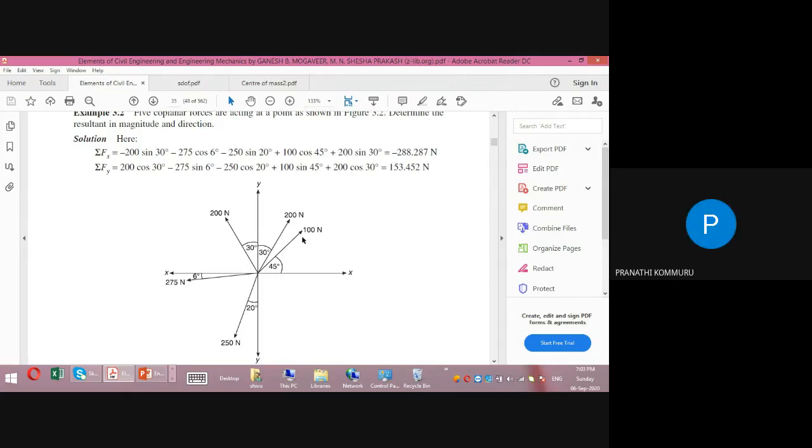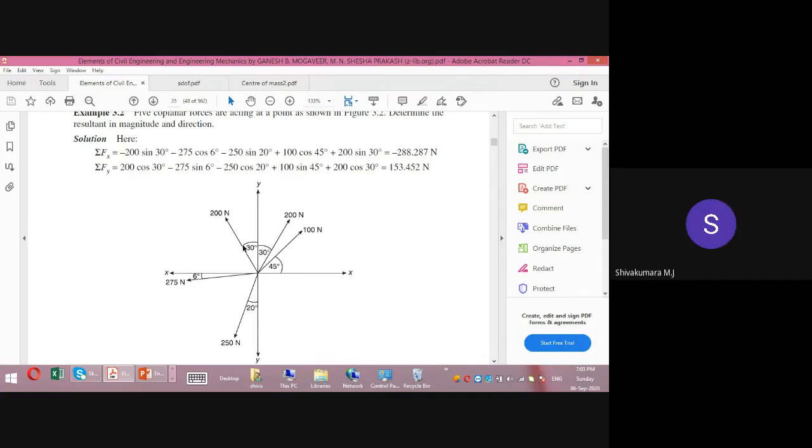And then the horizontal component of 200? 200 cos 30. Are you sure? No, sir. 200 sine 30, sir. Positive. Yeah, because the angle is with respect to the y-axis, right? 30 degrees. Yes, sir. So cos will be in this direction, sine will be in this direction. So this is 200 sine 30. And the vertical component of 200 is? 200 cos 30. Okay, good.